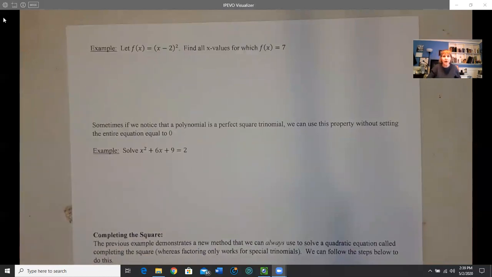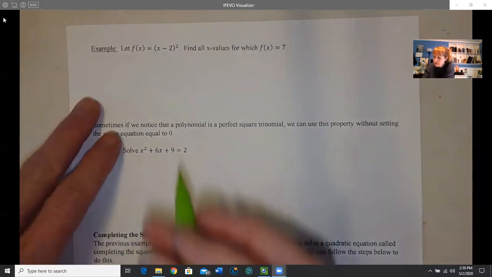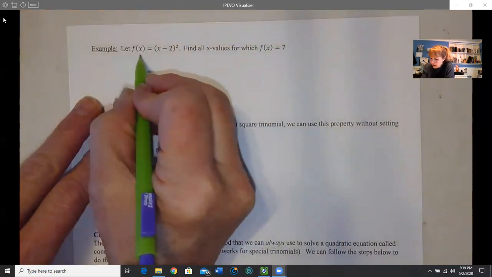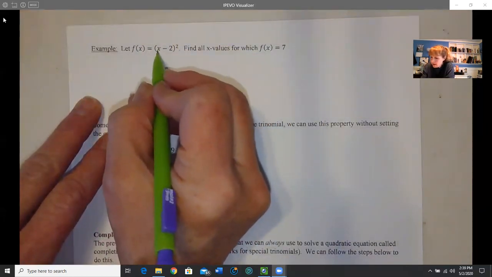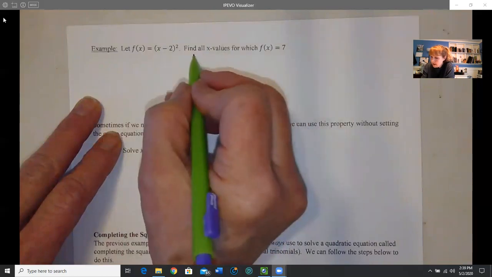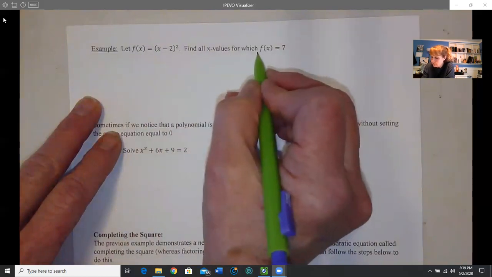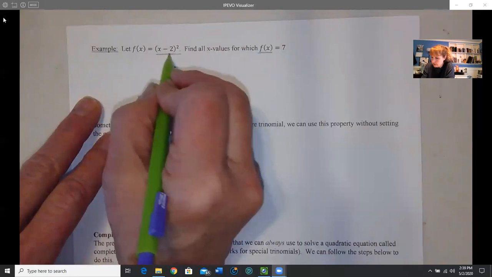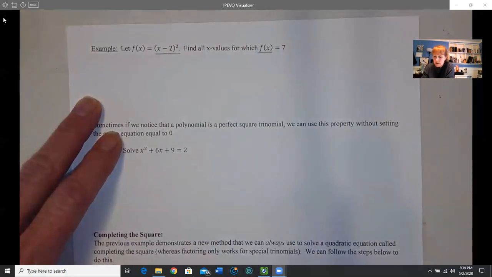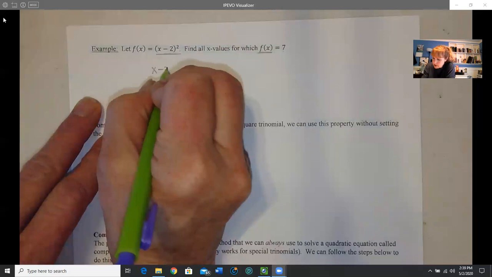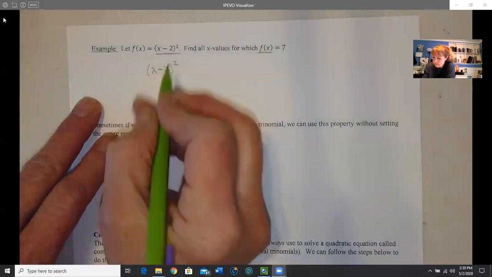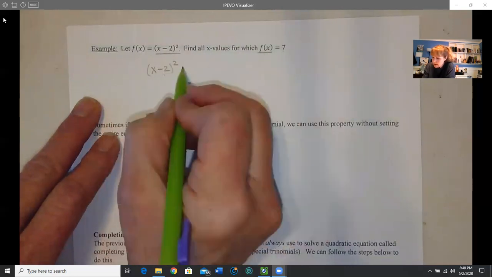Well, in doing this one, you have a squared, and it does have an x to the first, but it's inside the squared, so that's okay. We have: let f of x equal the quantity x minus 2 squared. Find all values of x for which the function is equal to 7. So in other words, when is our function equal to 7?